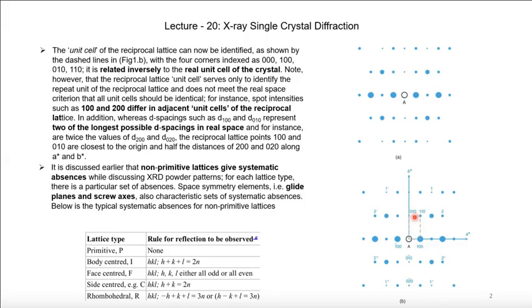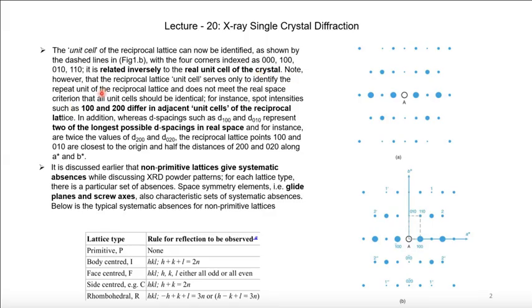So now we have the origin and we have indexed it. The real unit cell of the crystal has these indices: 0, 0, 0; 1, 0, 0; 0, 1, 0; 1, 1, 0. It is related inversely to the real unit cell of the crystal.